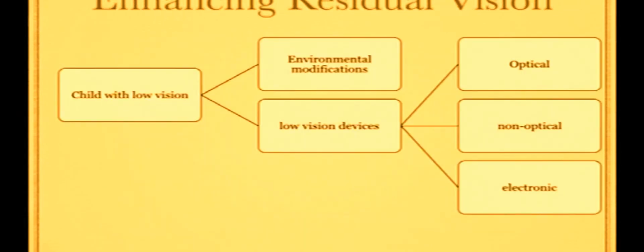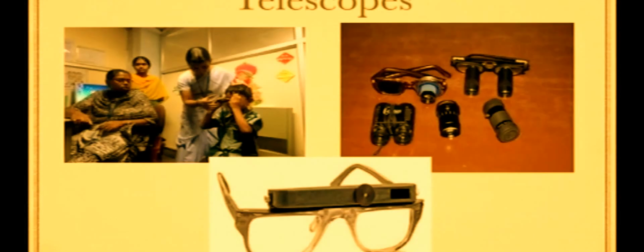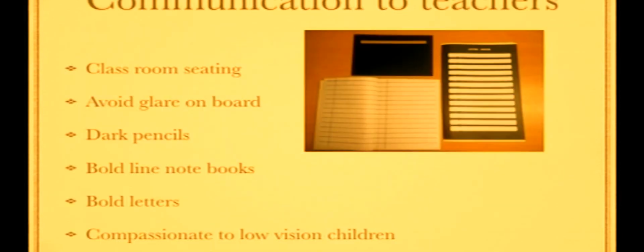Toys for visually impaired children need to incorporate different senses together, like touch, feel, sound, everything, for them to get more interested. Enhancing residual vision is by environmental modifications and devices, which can be classified broadly as optical, non-optical and electronic devices. For children we mainly use magnifiers, which are handheld, or you can use electronic handheld magnifiers. And for distance, we use telescopes, which may help them in their school work. These telescopes can be monocular or binocular.